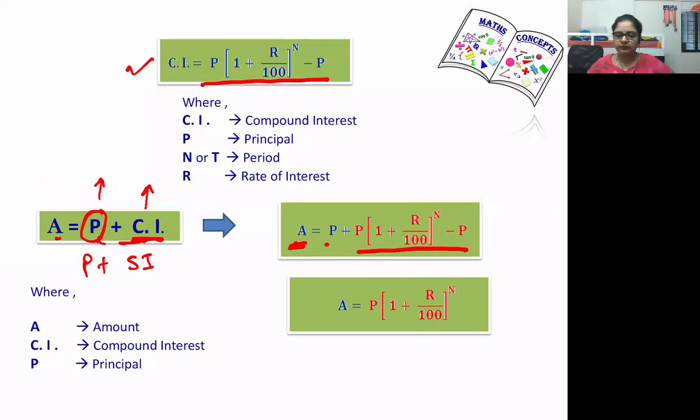Can you repeat again? Yes. See, this is the formula for compound interest. You have to memorize it, okay? Understood this part?